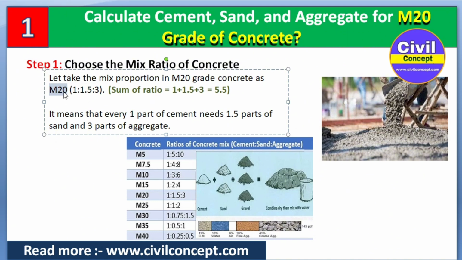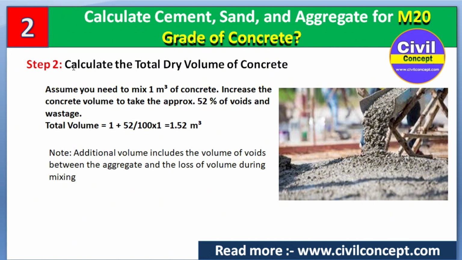Let me describe something. M20 means what? M20 means this is the grade of concrete. This is the characteristic strength of concrete after 28 days, and this is the mix ratio. It means one part of cement needs 1.5 parts of sand and 3 parts of aggregate to prepare the concrete. This is not a difficult task, you just have to know this. So I have chosen the mix ratio M20, and the ratio is 1:1.5:3, and the sum is 5.5.